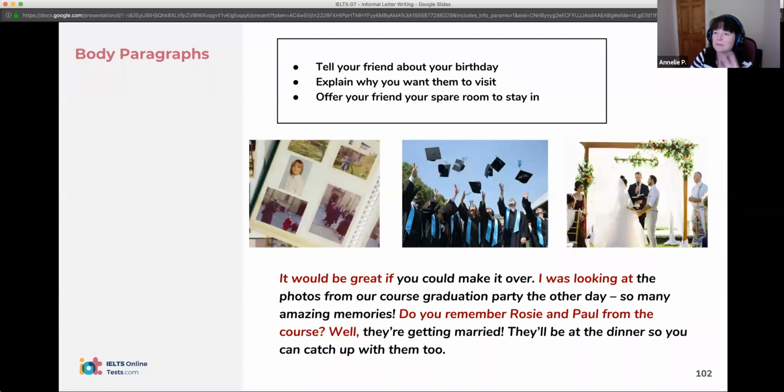So you've given them 2 reasons here why you want them to come. Okay, so you're feeling nostalgic and catching up with some friends. All right, so again, detail, detail, detail. You're just inventing this, but it's important to make it as specific as possible.